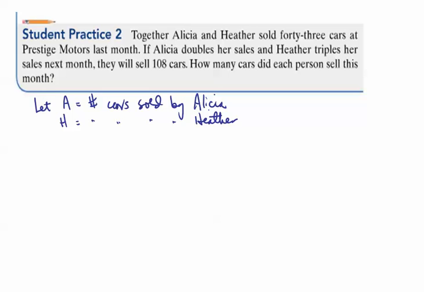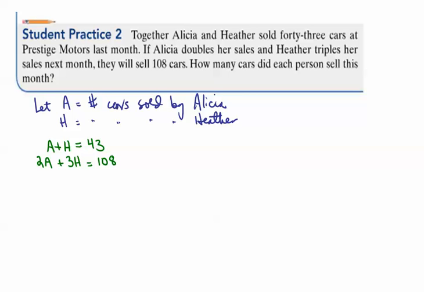All right. Do we know anything about it? Yes. We know that last month together they sold 43 cars. So we could have A plus H is equal to 43. Now, if Alicia doubles her sales and Heather triples her sales, together they will sell 108 cars.